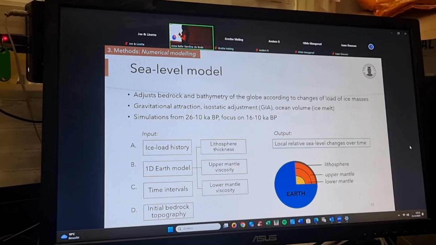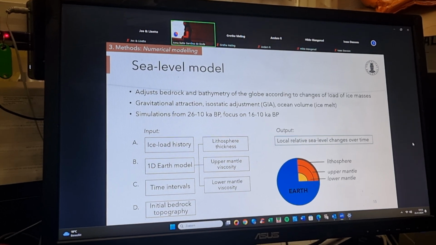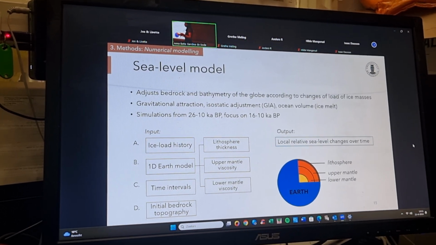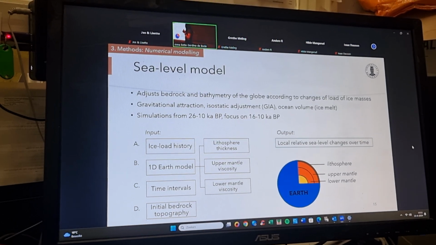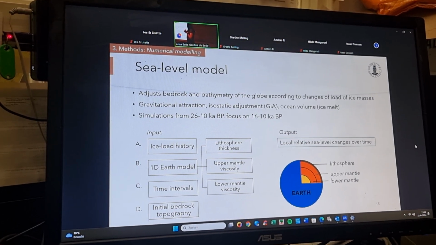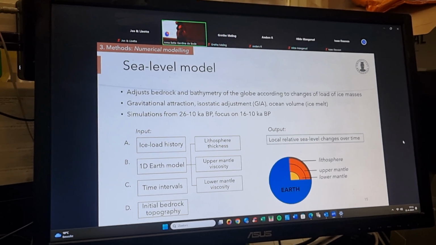What I want to point out here is that the Earth model consists of 3 parameters, and you need to supply the model with the Earth model in order for it to do these GIA calculations. And then as an output, you can get the local relative sea level changes over time.